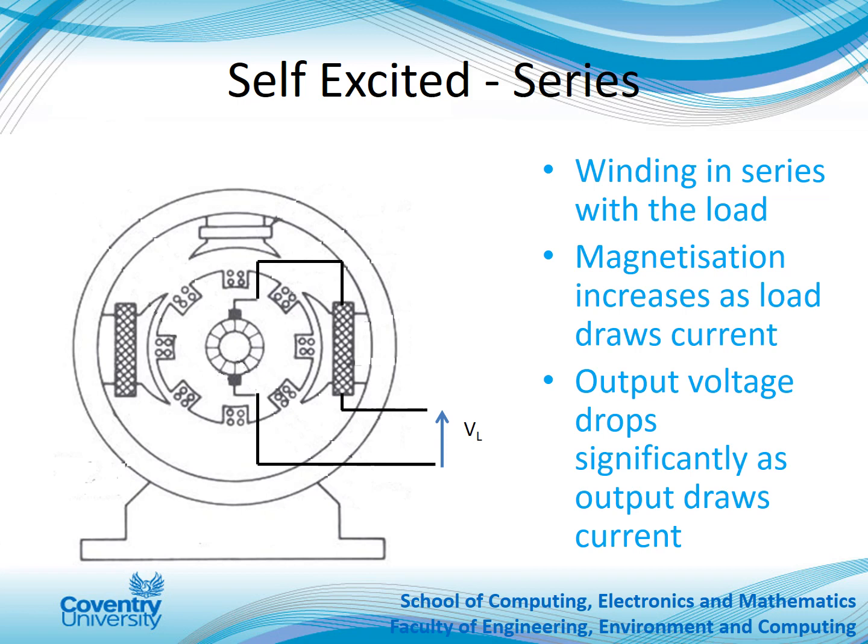Okay, this is just some revision about the different types of motors. So obviously this is a series excited motor. Here you've got the rotor, here you've got the stator, here you've got your coils, there are your brushes, there's the commutator, there are the stator coils, etc. If you connect them in series, you connect the coils here to the rotor and back, so everything is in series. So the windings are in series with the load, magnetization increases as the load draws current, and the output drops significantly as the output draws more current.